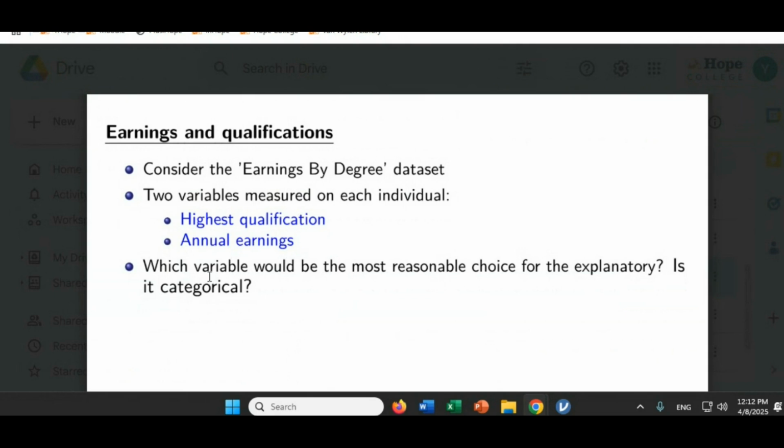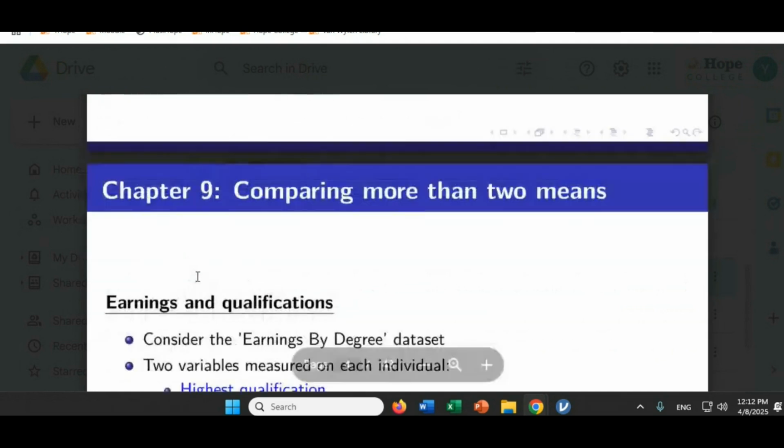Can I ask this question? What do you think is the most reasonable choice as the explanatory? How should we put them into buckets? According to which variable? What's the most natural thing to split them up by? Highest qualification. That's what we just did. It doesn't make sense to split them by salary because the salary is quantitative. So I would say this is the one.